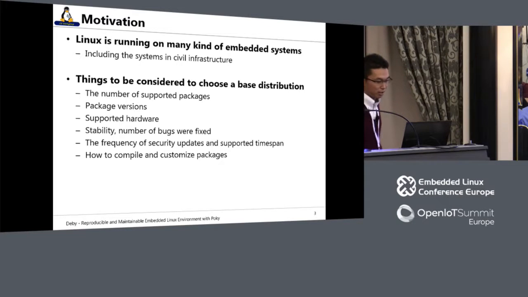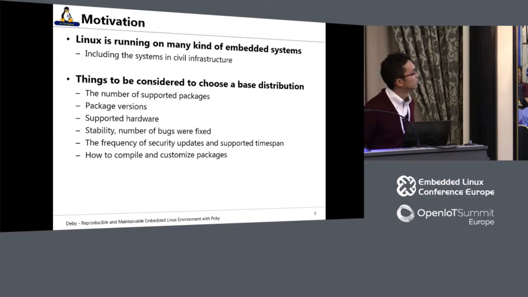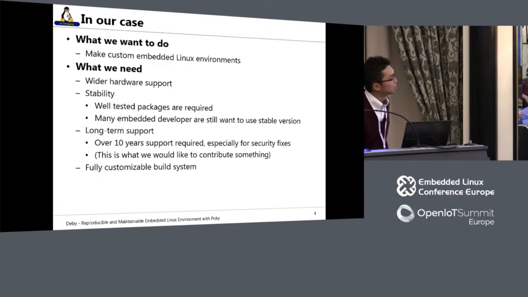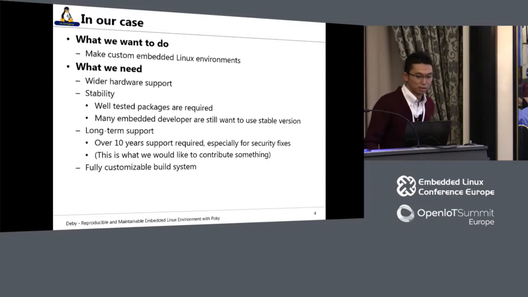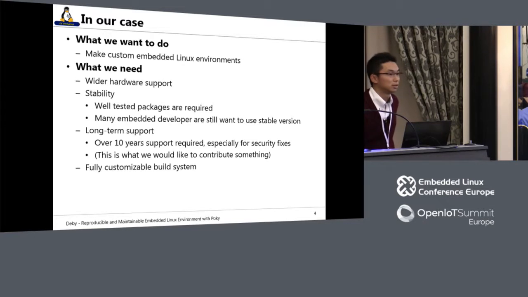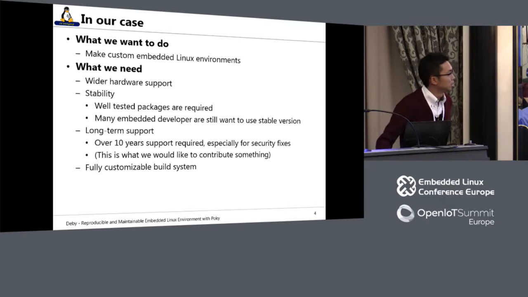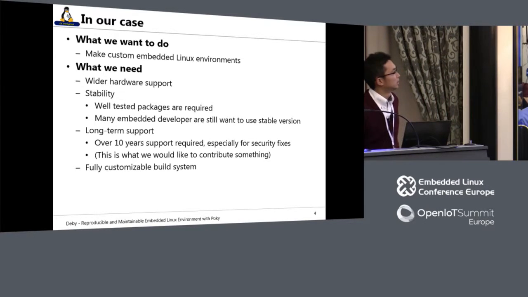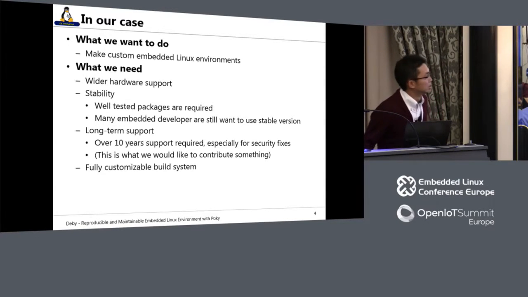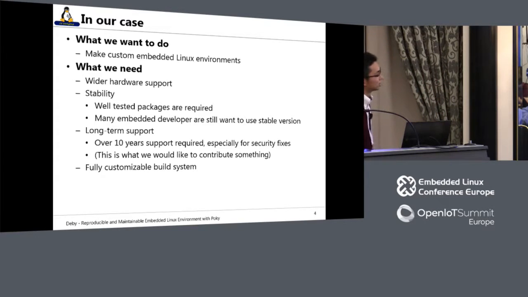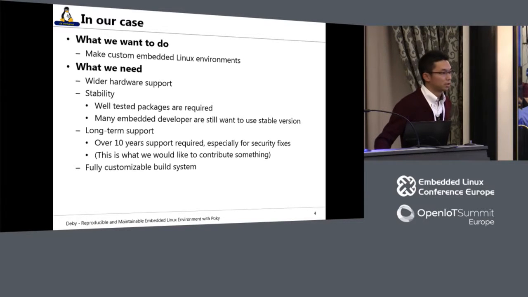Today's Linux is running on many kinds of embedded systems, including the civil infrastructure. When we choose our distribution for such systems, we need to consider the number of supported packages and their versions, supported hardware, and the stability, and so on. In our case, we want to make custom embedded Linux environments, and we need wider hardware support, stability, long-term support and customizable build systems. Especially long-term support is the most important thing because most products in the civil infrastructure require over 10 years of support.